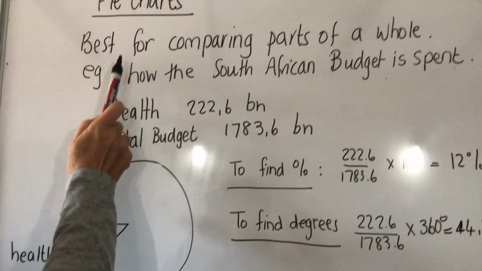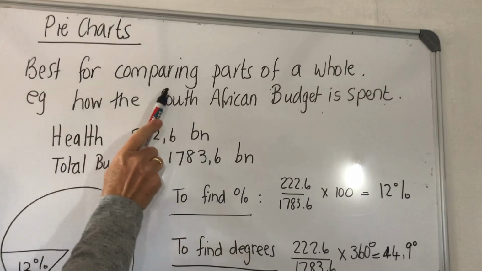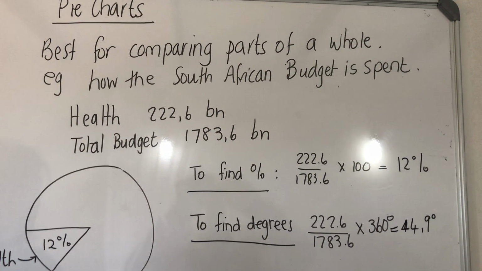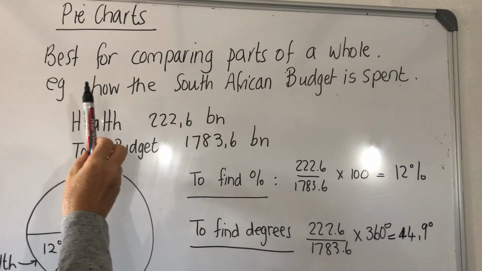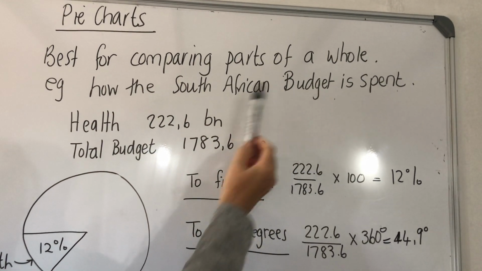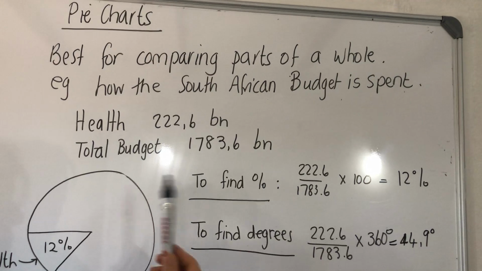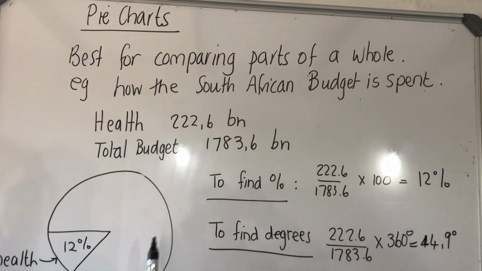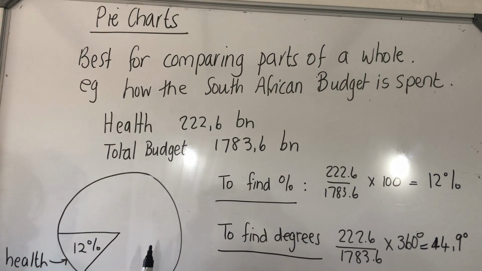Firstly, pie charts are best for comparing parts of a whole. They can also be used for categorical data. I want to have a look at how the South African budget is spent as an example of how we could work out the percentage as well as how many degrees for that section.